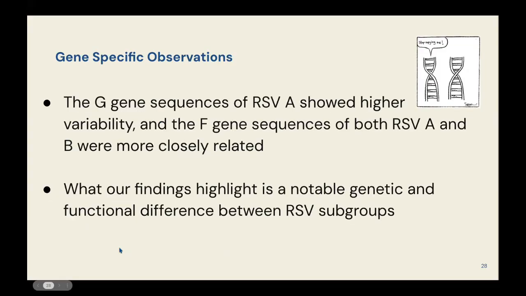Gene-specific observations. The G gene sequence of RSVA shows higher variability, and the F gene sequence of both RSVA and B were more closely related. What our findings highlight is a notable genetic and functional difference between RSV subgroups.